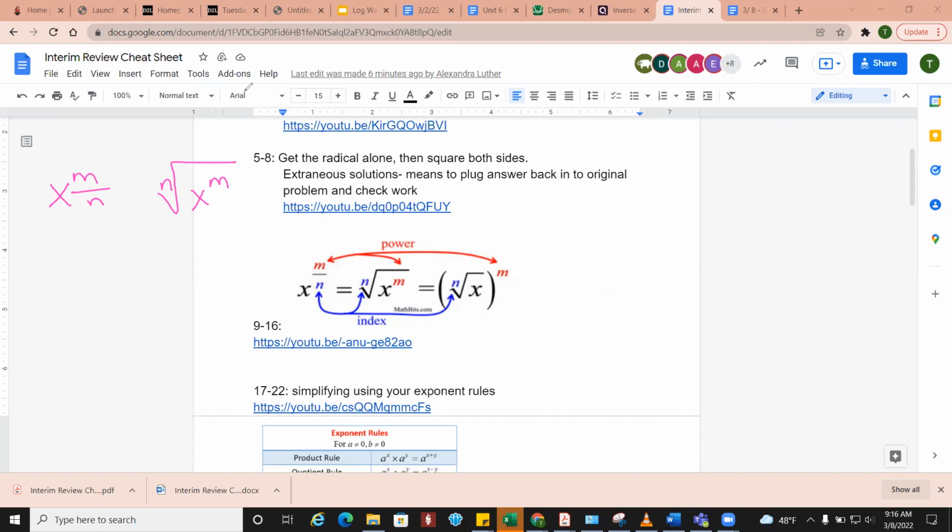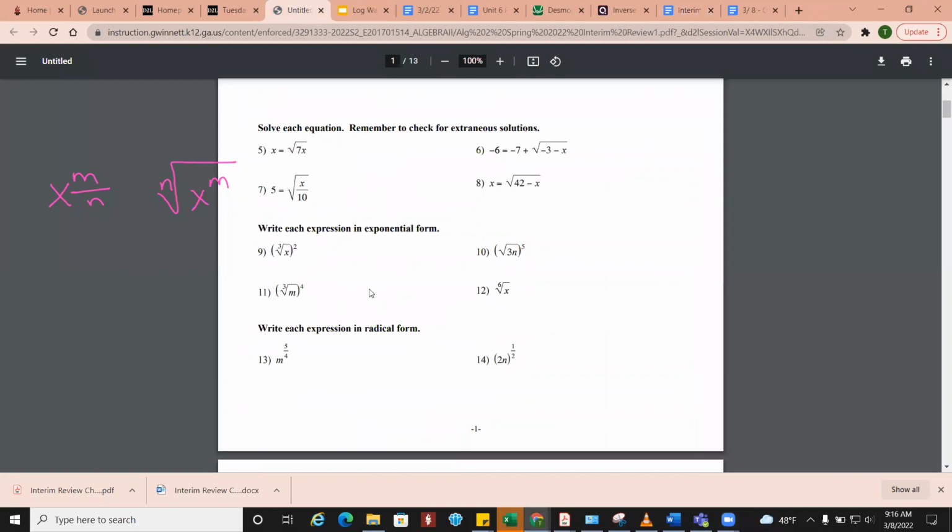Okay. So let's look at 9 through 16. On 9, let's do 9. If I have this, I'm going to write it in exponential form. So I'm going from this one to this one. That means x to the 2, because right here, that exponent, over 3, which is in that little cubby hole. If you can simplify that fraction, do it.